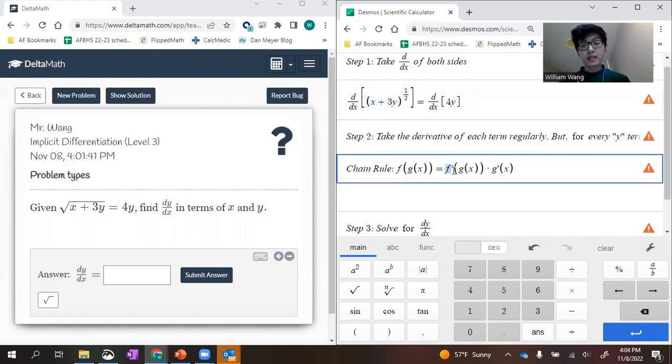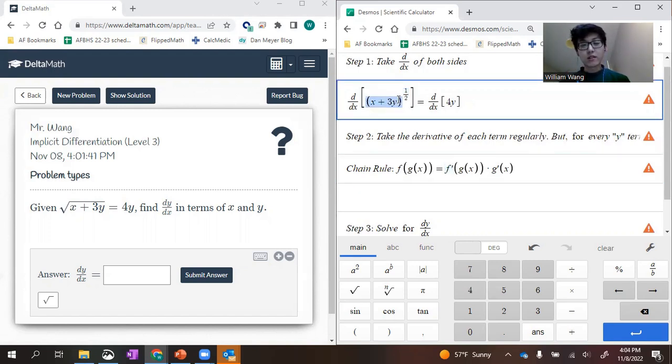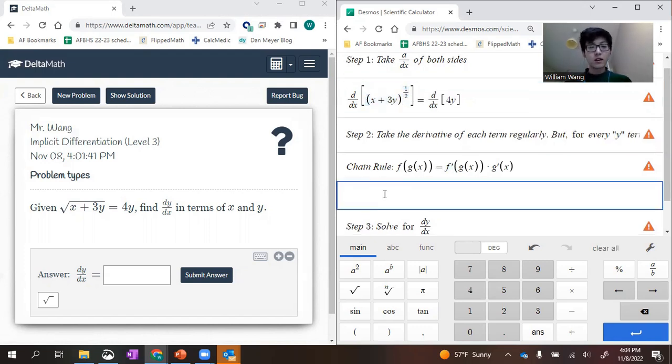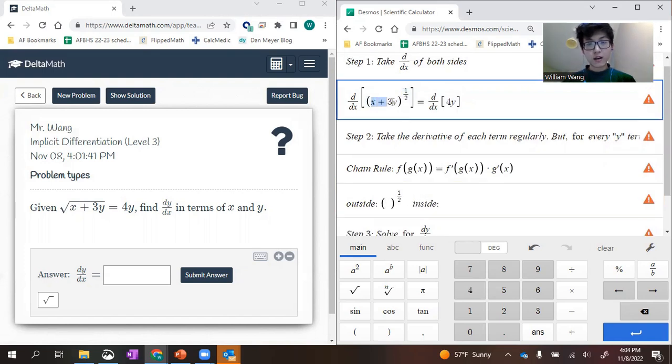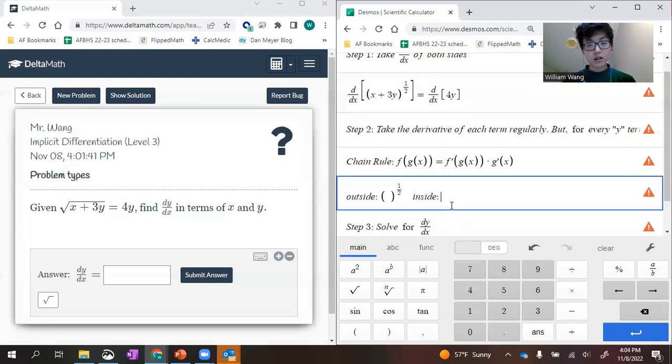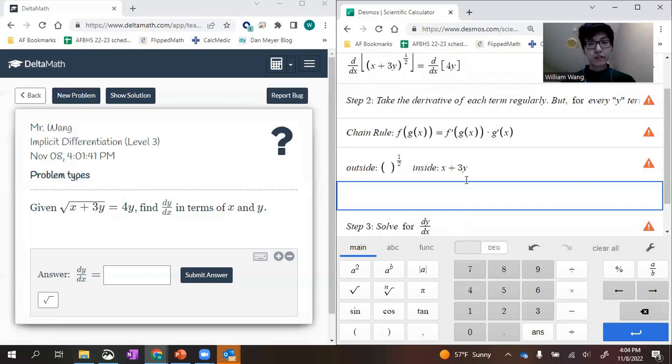So first, let's take the derivative of the outside. My outside function is this 1/2, so I'll label it: outside is this 1/2. My inside function is this x plus 3y. Okay, derivative of the outside. So I'm following my chain rule.